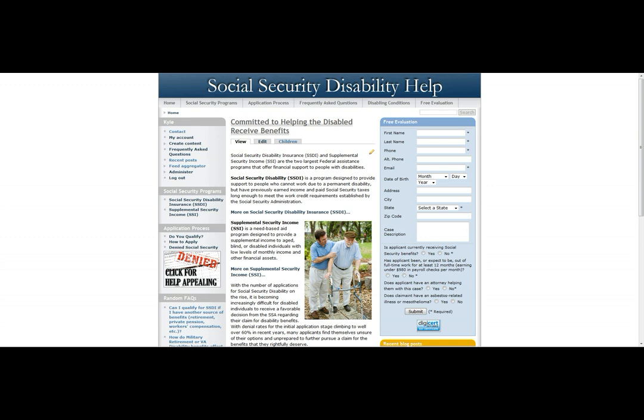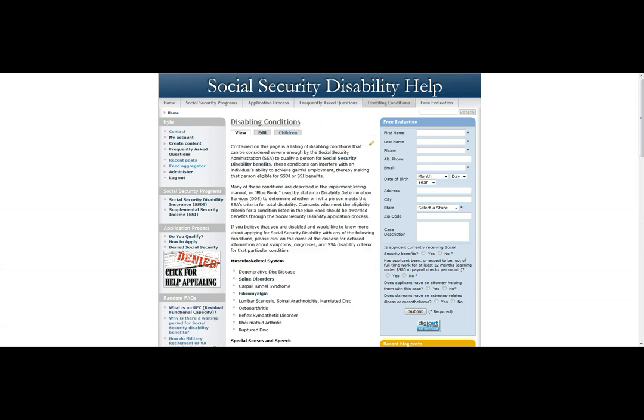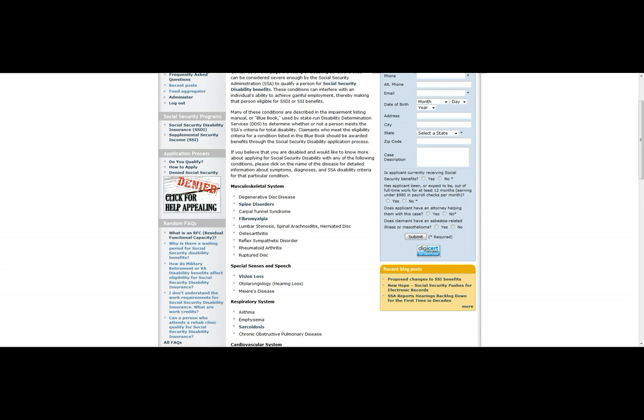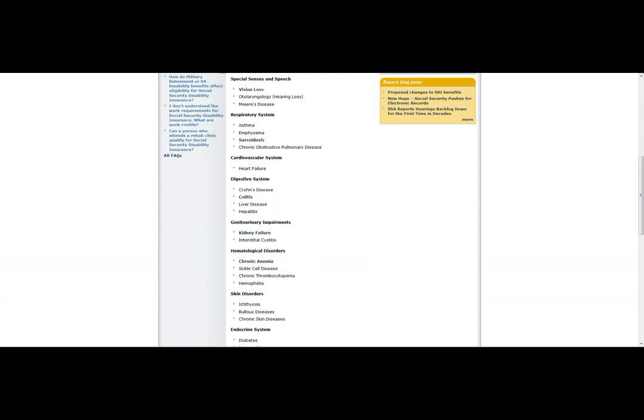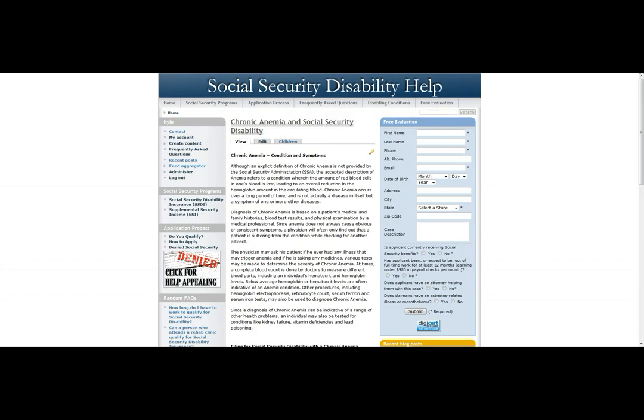socialsecurity-disability.org. Today we're going to talk about the disabling condition chronic anemia. If you go to the tab at the top of the screen that says Disabling Conditions, you'll be directed to a page with a list of disabling conditions. If you scroll down, you will find under Hematological Disorders, chronic anemia. If you have chronic anemia, you may qualify for Social Security disability benefits.